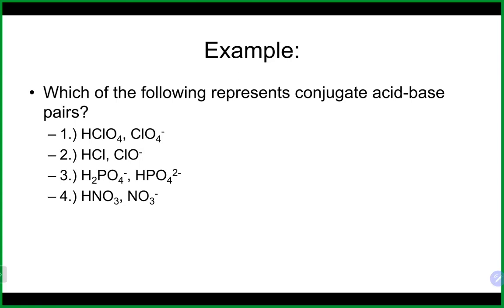Okay, let's take a look. So what you should be looking at is really this deal, H plus. Is the difference basically just one H plus between those two things? So if we look at the first one here, the only difference between these two things is one H plus. If you put an H plus onto this guy, you get this guy on the left. If you take it off, you get this guy on the right. So I'm going to say yes to that first one is a pair, as the only difference between the two is an H plus. What about the second one here, HCl and ClO minus?